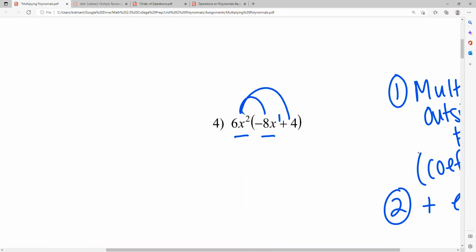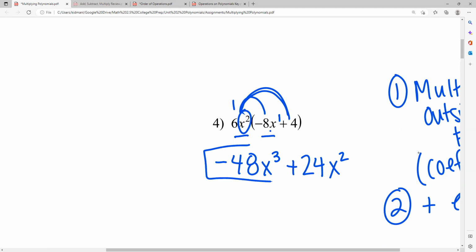As we go to multiply these, we want to figure out what that equals. We've got 6 times negative 8, which gives you a negative 48. Then we're going to add the exponents. I've got 2 x's in the first term and 1 x in the second term. 2 plus 1 is 3. So I get negative 48x to the third. Then as I multiply the other ones, 6 times 4, we end up getting 24x squared, because that x squared still comes with it. Now we want to make sure we write these in standard form. So you see that we've got our negative 48x to the third plus 24x squared. The x to the third comes first before the x squared, so we are good to go there.